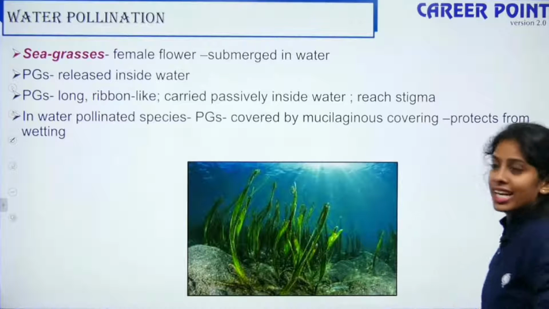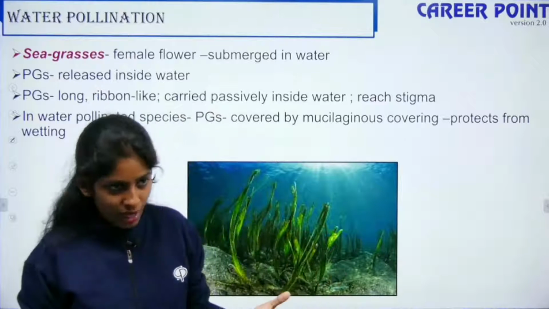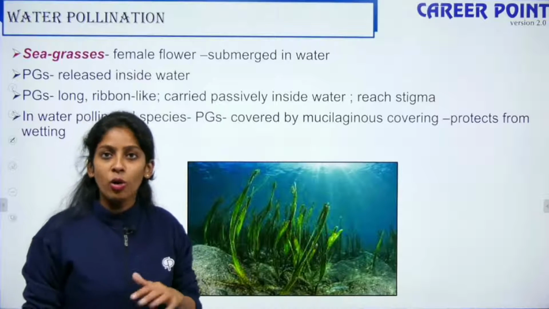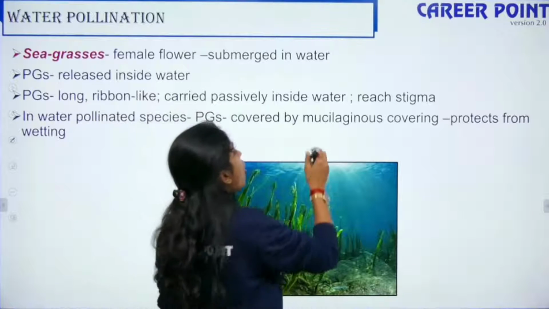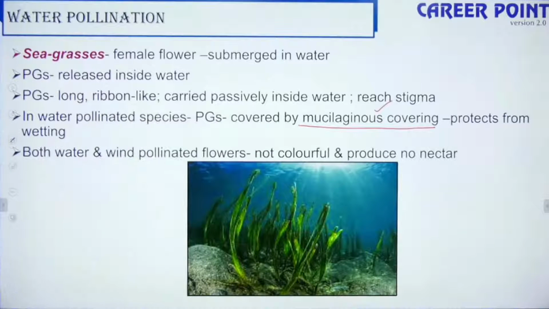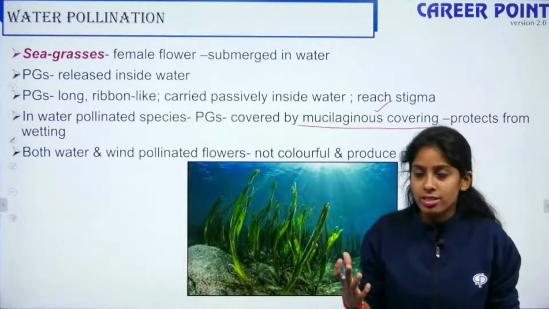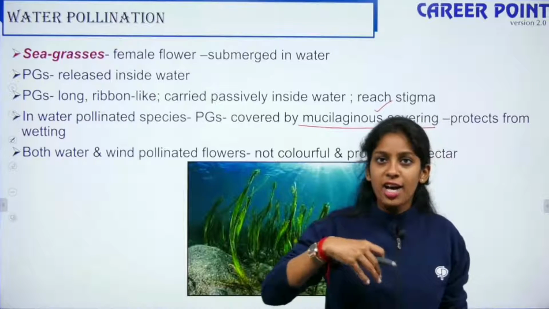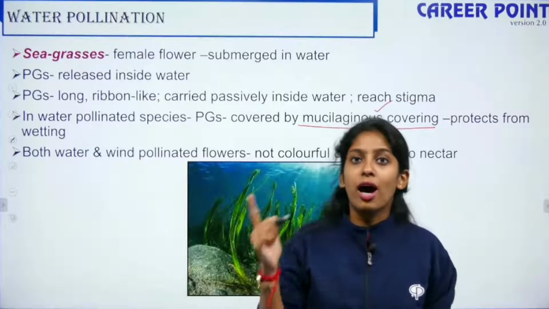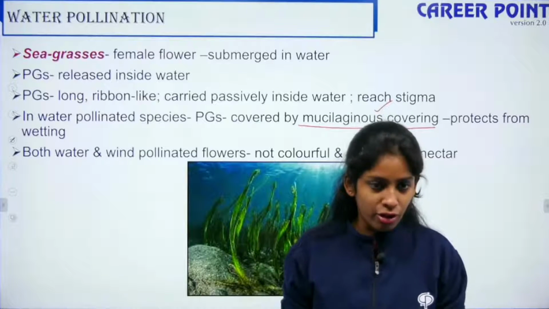In water-pollinated species, the pollen grains are covered by a mucilaginous sheet to prevent them from getting wet. If you're diving, you wear clothes that make sure that you're not really wet, right? You wear clothes of that material. All the pollen grains that are pollinated by water have a mucilaginous covering. Both wind and water pollinated flowers do not have colorful petals or nectar. Nectar should be present when an insect is coming. If you have noted, be it a wind pollinated flower or a water pollinated flower, they do not have flowers that are very bright and colorful, right?